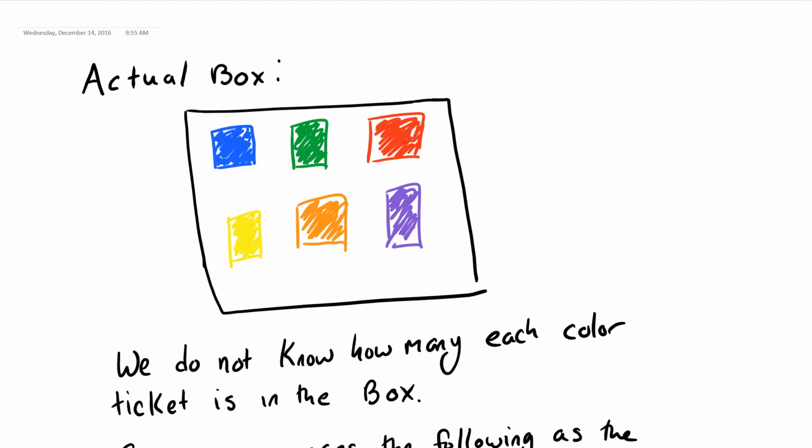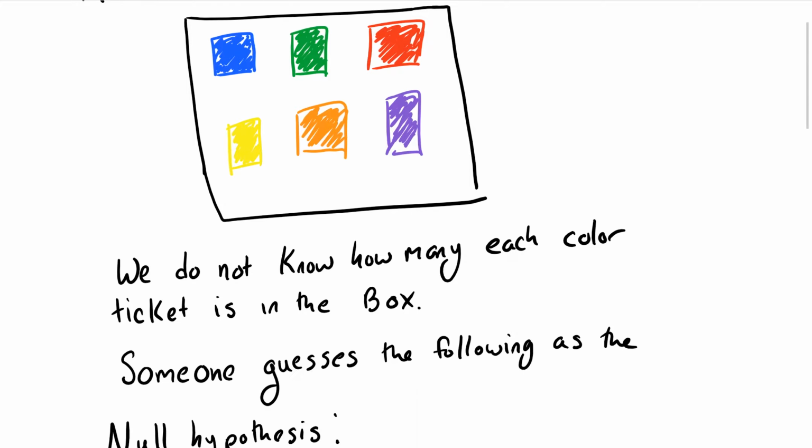In this video, we'll see an example of the chi-squared test. So let's say we have a box that has 6 different colored tickets in it. We do not know how many tickets are in the box, except it's a very large number, and we do not know how many of each colored ticket there is in the box.